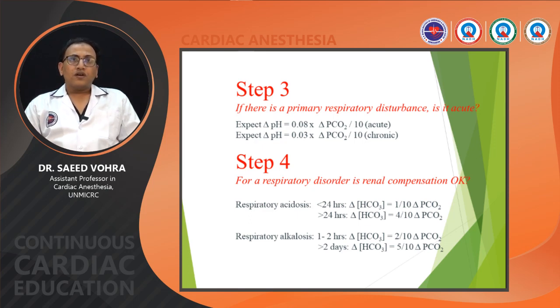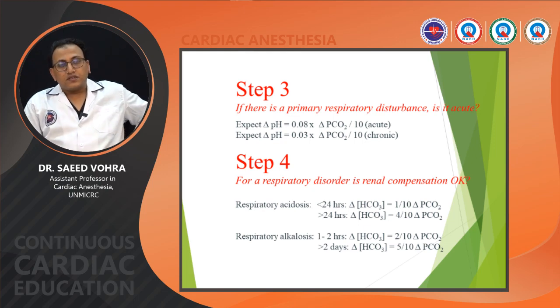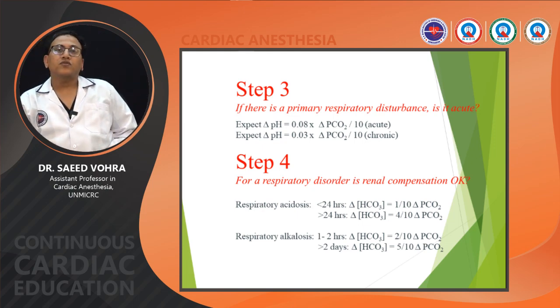Step 4 is to determine whether the renal compensation is appropriate. If it is respiratory acidosis of less than 24 hours, then the change in bicarbonate is expected to be 1 by 10 of the change in PCO2, and if the respiratory acidosis is more than 24 hours, then the expected change in bicarbonate is 4 by 10 of the change in CO2. If the respiratory alkalosis is 1 or 2 hours old, then the change in bicarbonate is expected to be 2 by 10 of the change in CO2, and if it is more than 2 days, then the change in bicarbonate is expected to be 5 by 10 of the change in CO2.